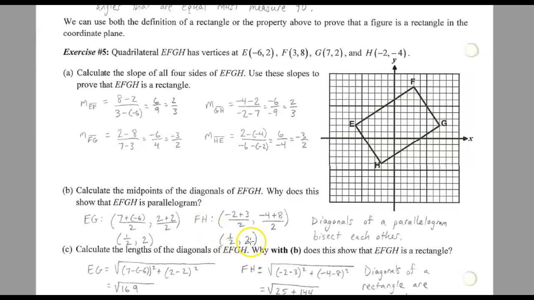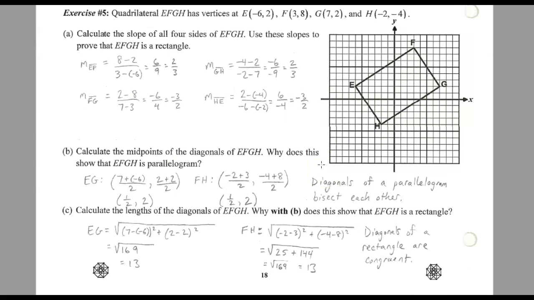We've seen this before. When two diagonals share a midpoint, that means that they bisect each other if they meet at each other's midpoint. And so the type of quadrilateral that has diagonals bisecting each other is a parallelogram. So that is another way to show that it's a parallelogram, even without having gone through the whole slope calculation.